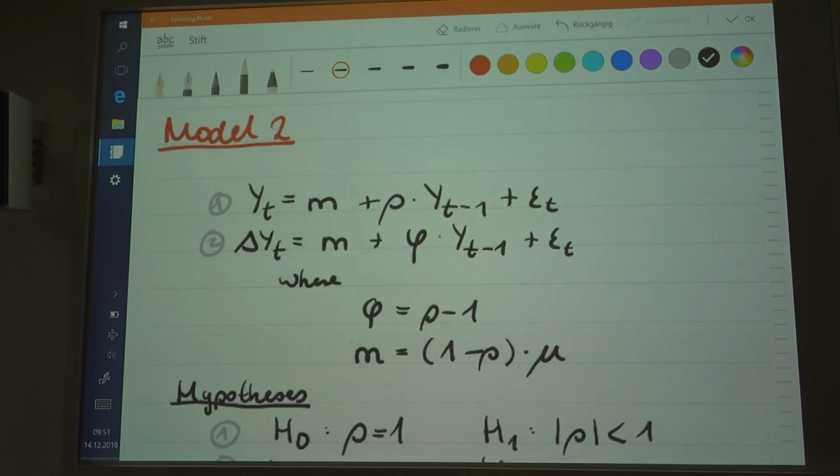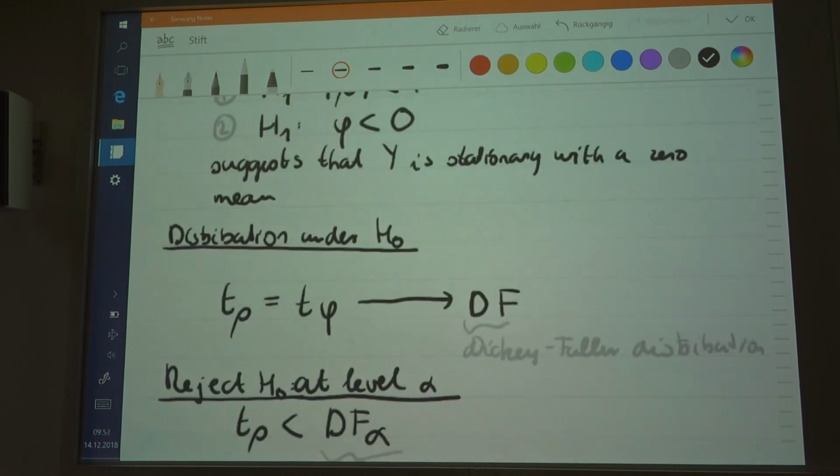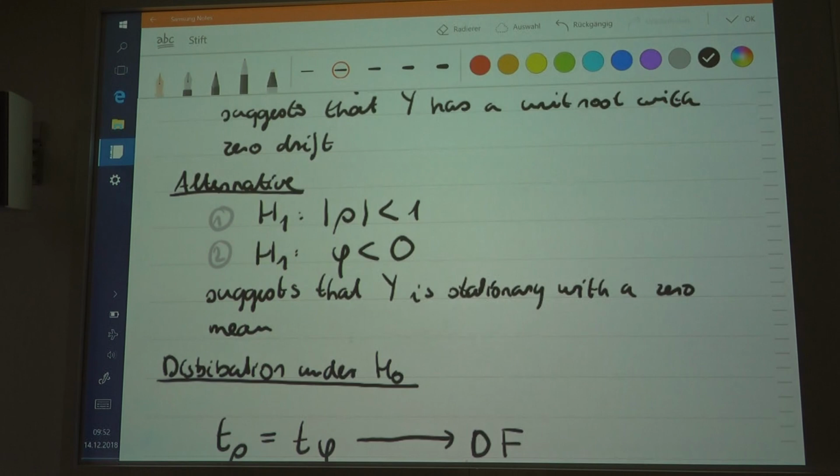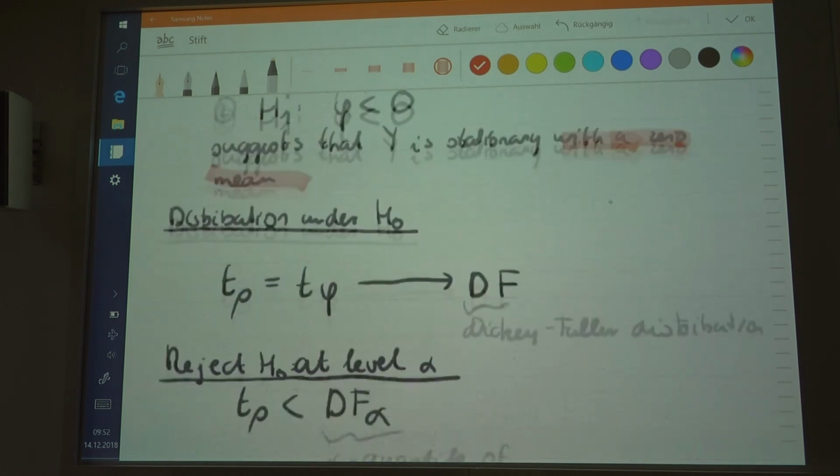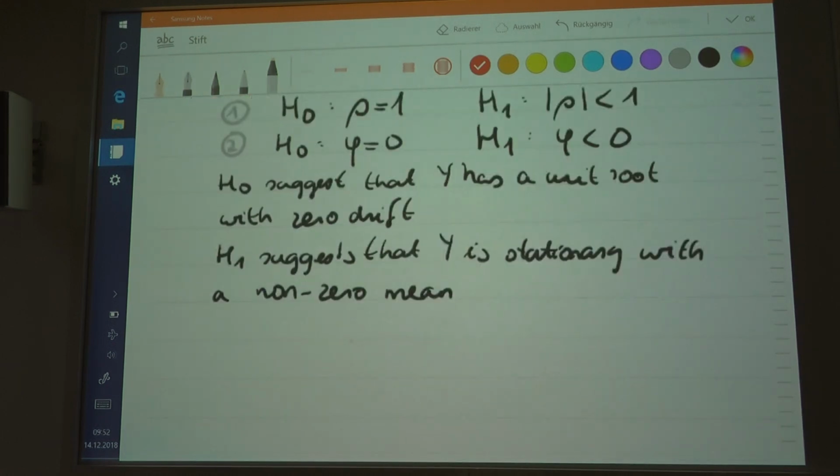So model 3, for instance, does not make any sense if you test that for interest rate processes. Because in that case, if the null hypothesis is rejected, model 3 assumes that the process is stationary with a 0 mean, and that's obviously not the case from the empirical perspective. So you have to look at what the alternative hypothesis says, and here it says it's stationary with a non-zero mean.